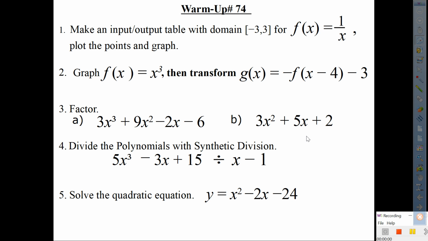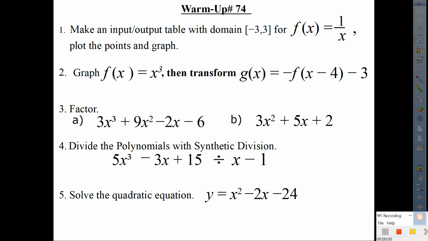Alright, so once again, warm-up number 74 is the same as what we started with yesterday. Look at number 1, make an input-output table with domain [-3, 3]. Does that notation seem familiar? Yes? Very good. It's interval notation. Yeah, bringing it back. For f of x equals 1 over x, plot the points.